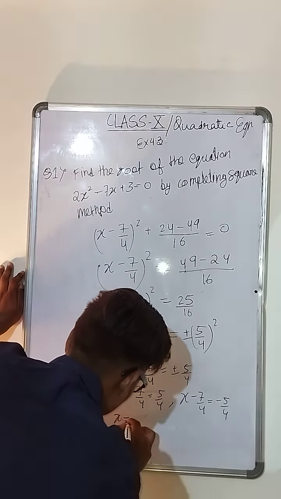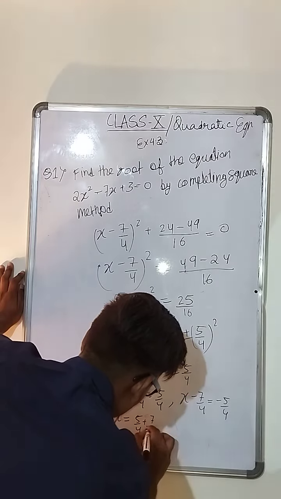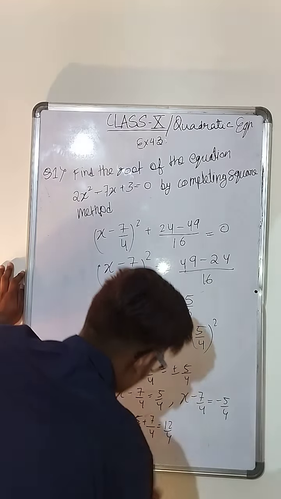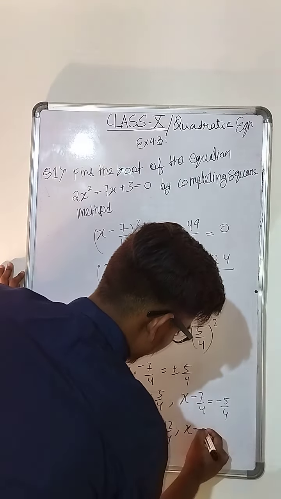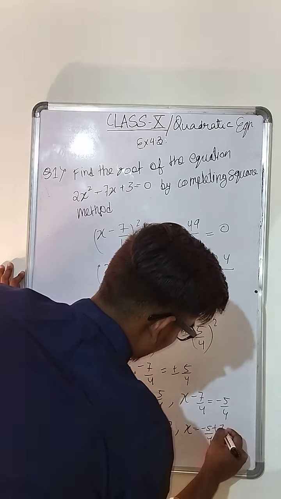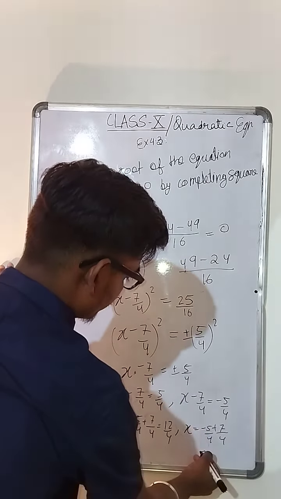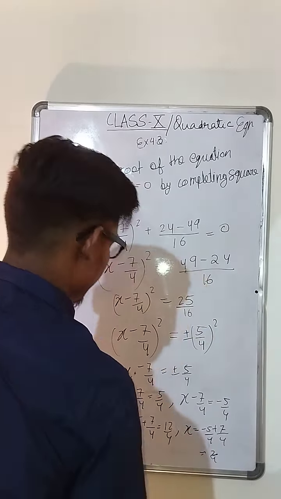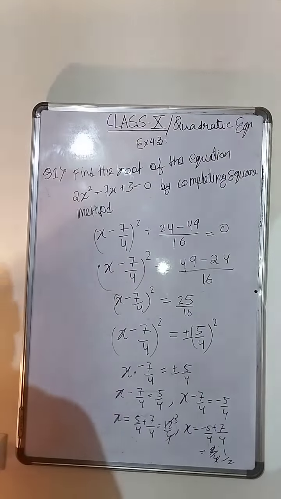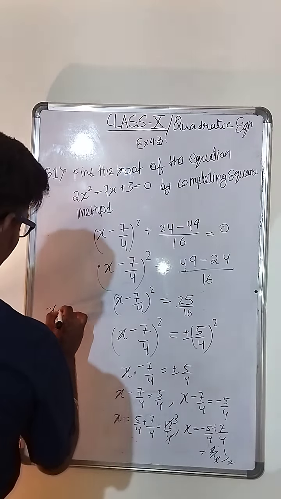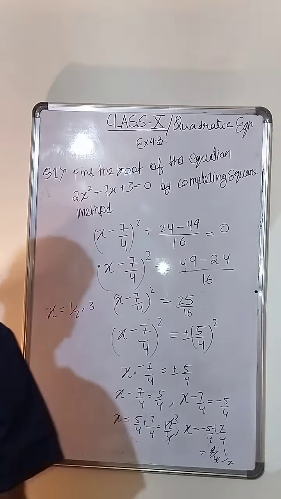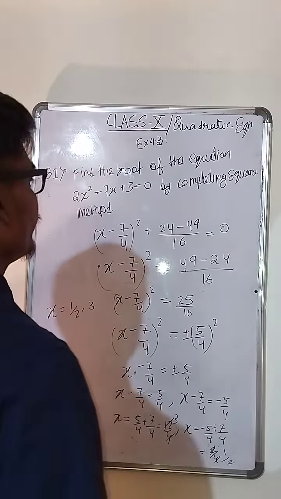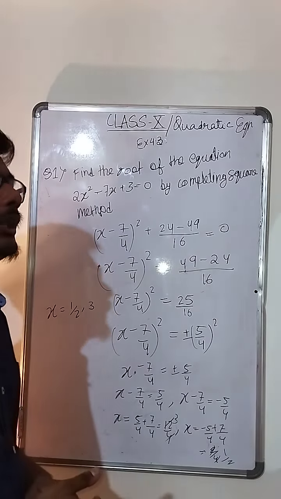So x equal to 5 by 4 plus 7 by 4, which will be 12 by 4, and another one will be x equal to minus 5 by 4 plus 7 by 4. What will it become? 2 by 4, so it will become half, and the other will be 3. So the value of x will be half and 3. So this is the method to find the roots of the equation by completing square method.